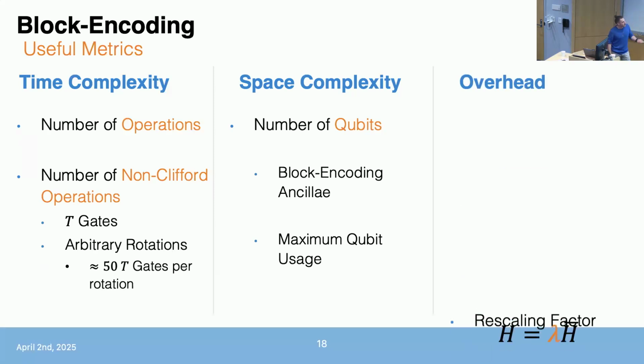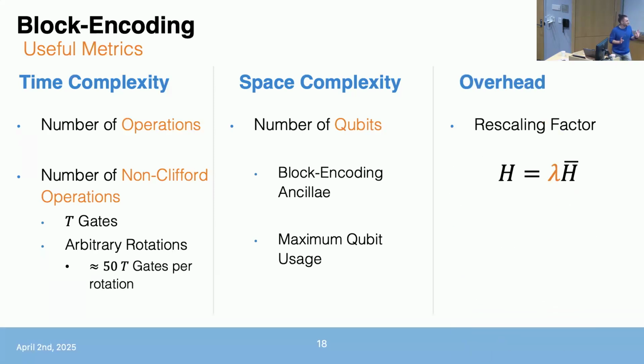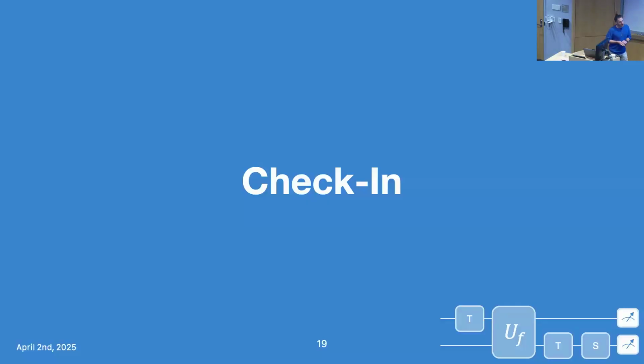And we're also going to talk about overhead. In this case, I just mean the rescaling factor. As I mentioned before, most of these algorithms roughly scale with lambda. So if I double lambda, I'm roughly going to double the cost of my algorithm. So to do something like QSVT or QPT.